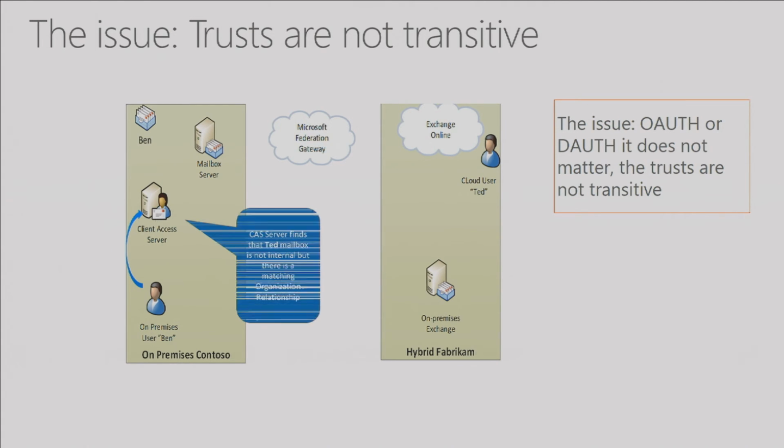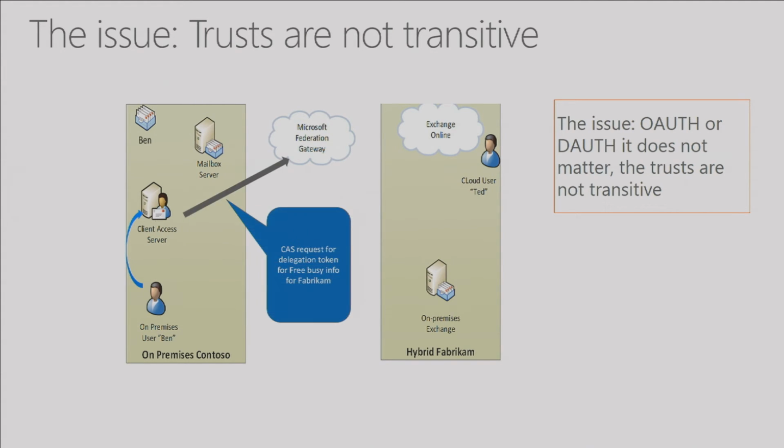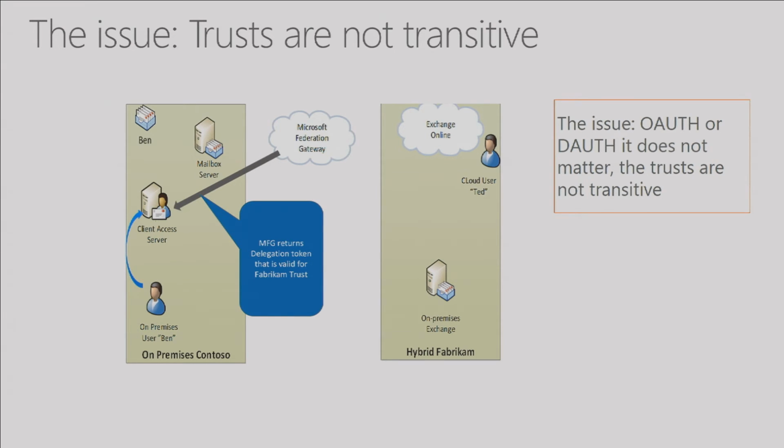That client access server will then say, okay, I see that this is a remote user. I need to get a delegation token for this user. Once it goes and gets the delegation token for the user from the Federation Gateway or the Azure Auth server, it will return a delegation token back to the client access server. This delegation token that we received is valid for the on-premises Fabricam environment. Okay, so we went to the Microsoft Federation Gateway, got a delegation token that will only be authorized in the on-premises Fabricam environment.